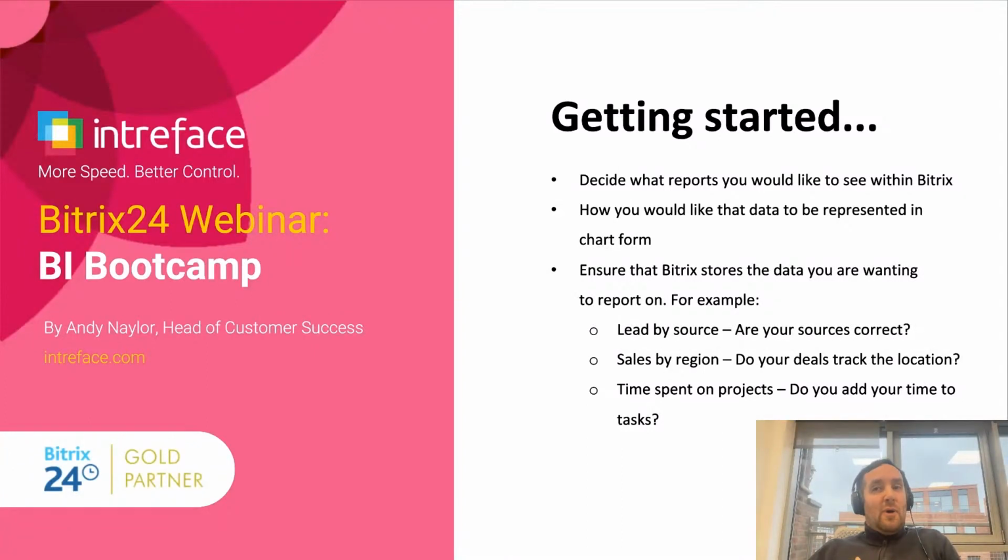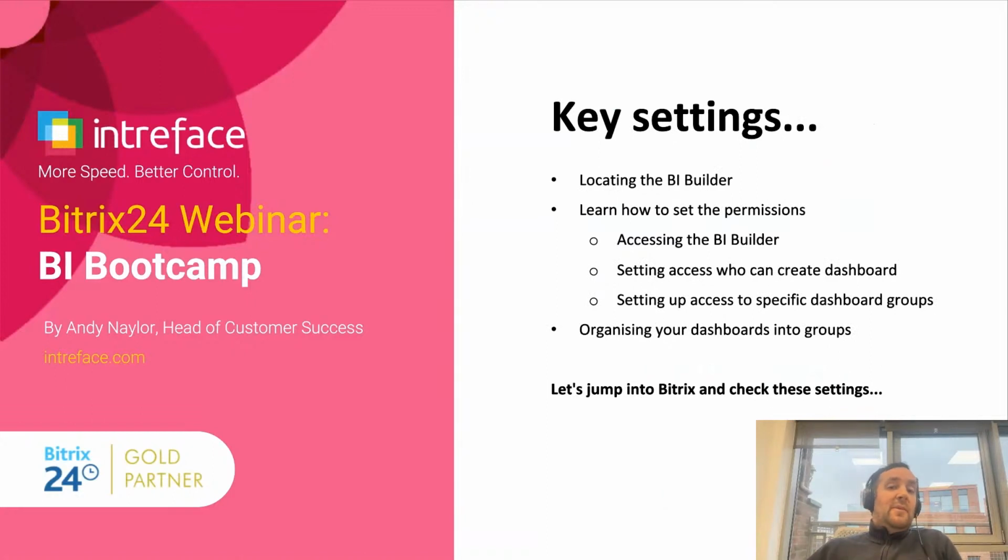This is quite obvious, what I'm saying here, but it is the starting point before you move into actually building it out. Because if it doesn't have the kind of data that you're wanting to report on, the first step for you is to go and create those custom fields in deals for your region. Go and update the sources so they are accurate. If you're wanting to track time spent on projects, learn how to add time onto tasks. Again, it is self-explanatory, but it's the first step. And once you've done that, then you can start diving into the BI Builder.